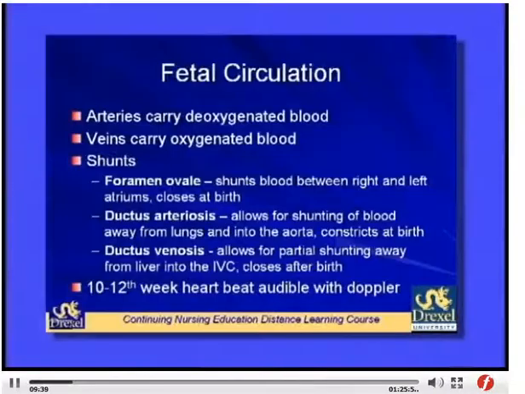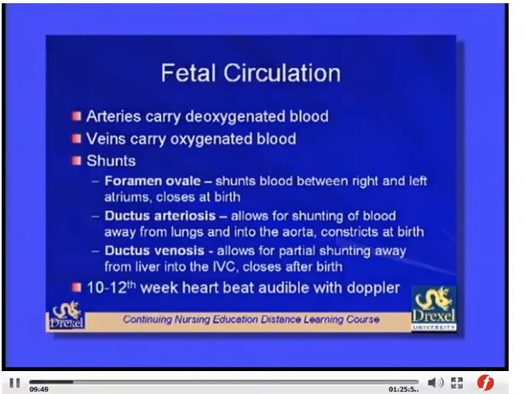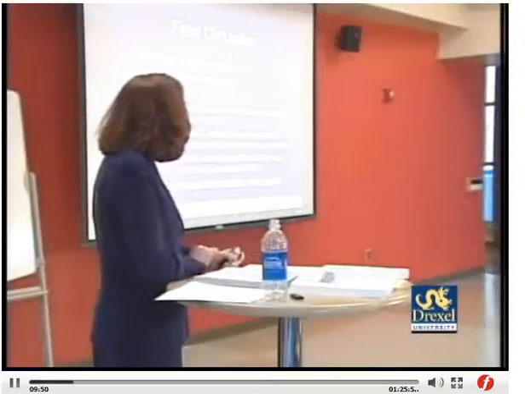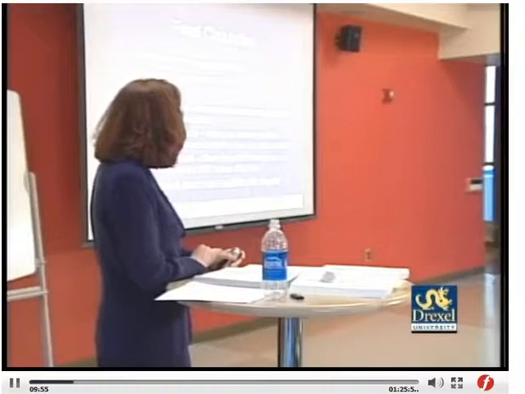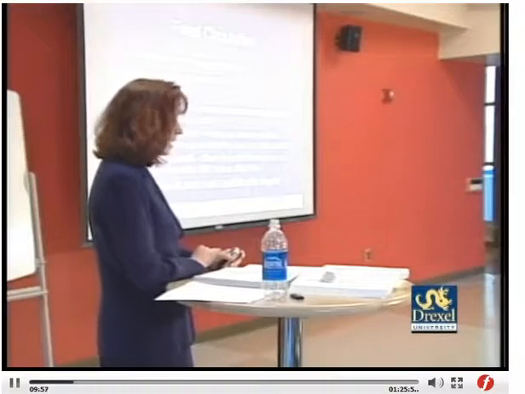The next slide deals with fetal circulation. What you're going to find with fetal circulation that is most significant is that the arteries carry deoxygenated blood and the veins carry oxygenated blood primarily in the system. There are shunts involved. The foramen ovale does shunt blood between the right and left atrium. It does close at birth.